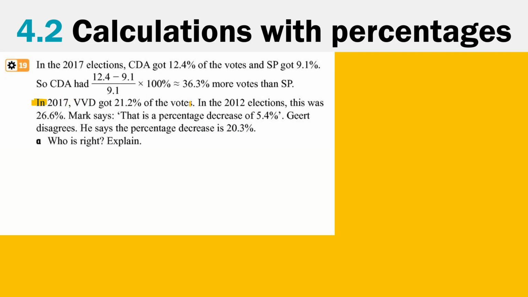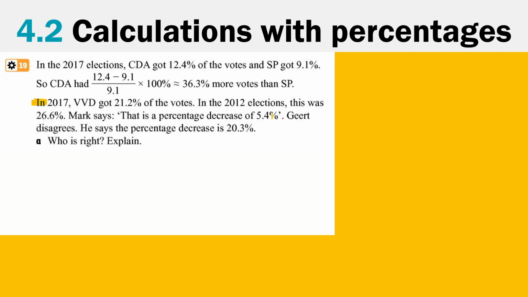In 2017, VVD got 21.2% of the votes. In 2012, this was 26.6%. So that's a decrease over time, right, from 2012 to 2017. Mark says this is a percentage decrease of 5.4%. I guess that's Mark Rutte from the VVD. Geert, I guess Geert Wilders disagrees. He says the percentage decrease is 20.3%. Say he heard 20.3, it goes from here to here, right? So the question is who is right, and I think most people will say this is correct.